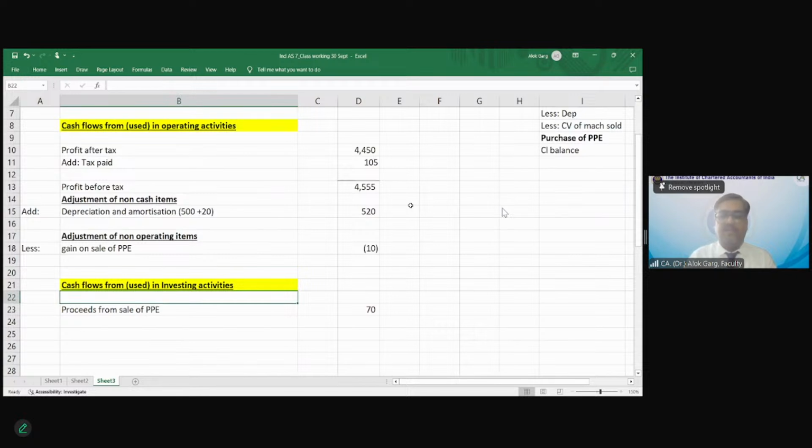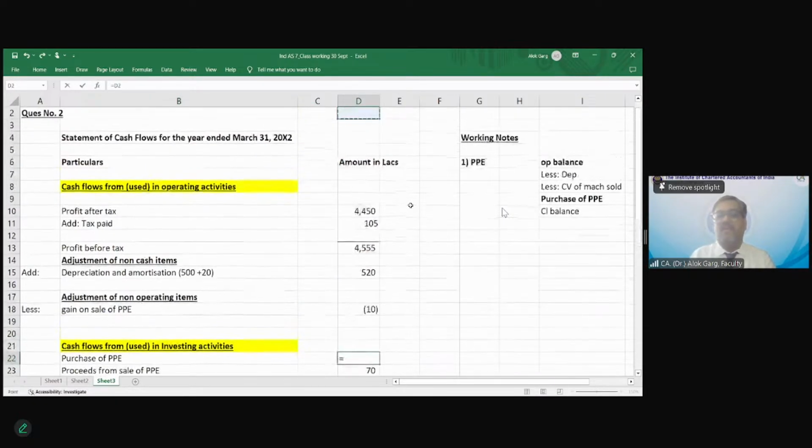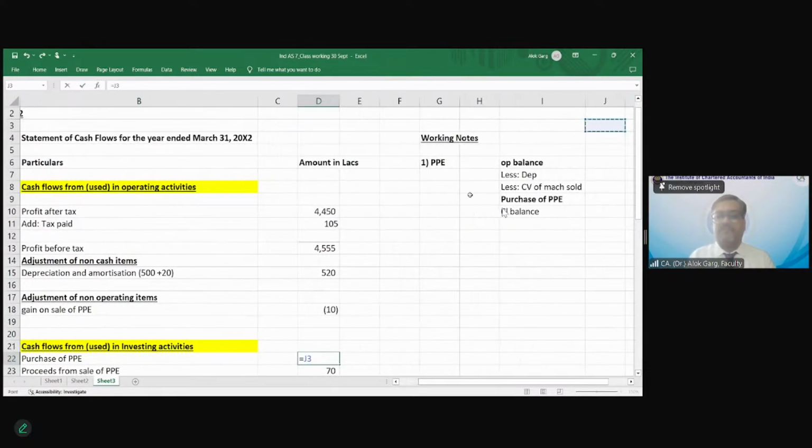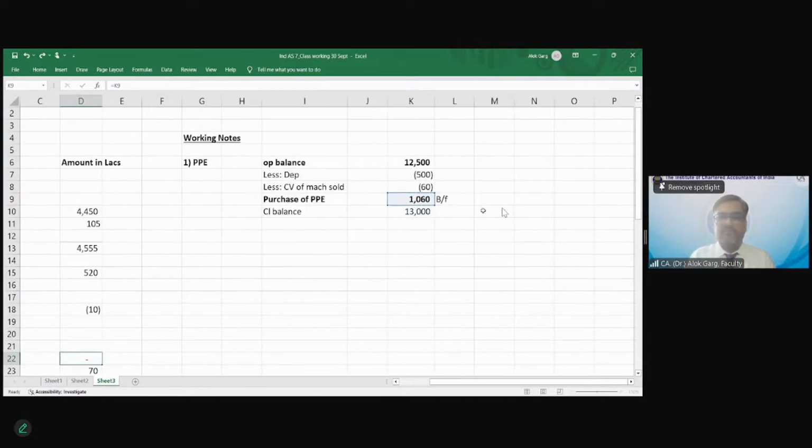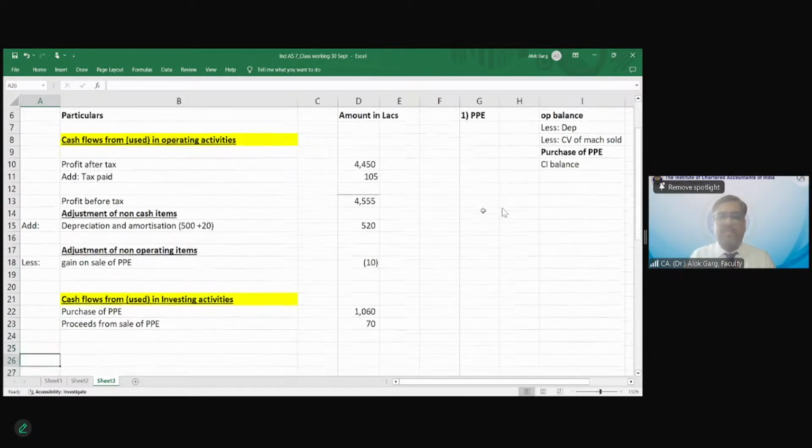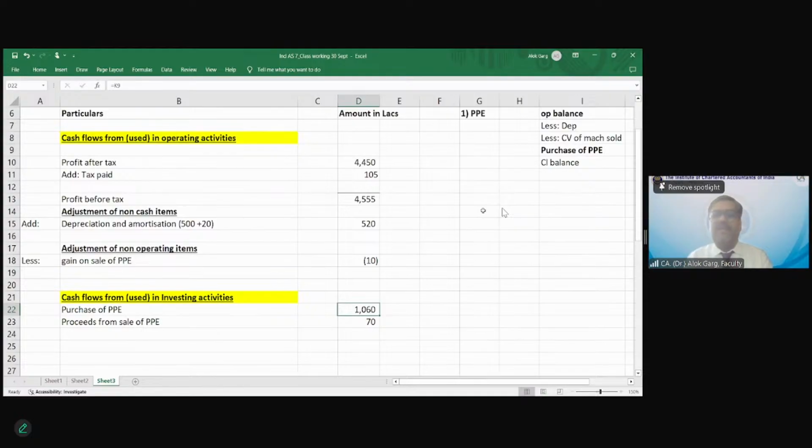Like proceeds from sale of PPE, purchase of PPE. Right? How much is my purchase of PPE? 1,060. Whether it has to be positive sign or negative sign? Whether cash will inflow? Negative sign. Negative. The sign is very important in cash flow statement. Please remember, sign is very important. Right. So let's go to the next balance sheet part.